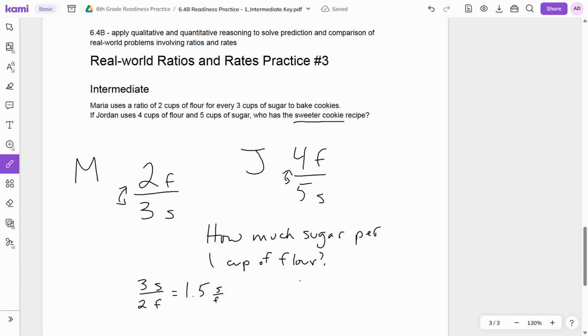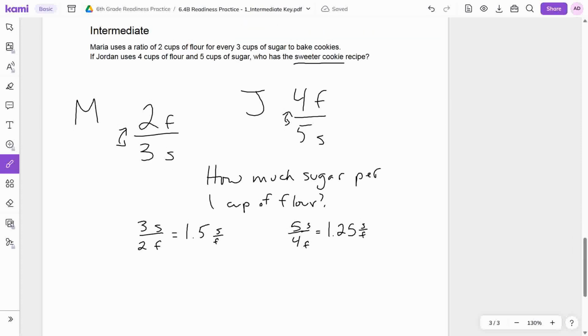And I'm going to do the same thing over here, 5/4. Ultimately, I'm going to have to just divide that to get into a decimal to compare, right? And that's going to be 1 1/4. That's 1.25 cups of sugar per flour, right? I just turned my 5/4 into a decimal. So Maria actually has the sweeter cookie recipe because she's got 1.5 cups of sugar for every cup of flour, and Jordan only has 1.25 cups of sugar for every cup of flour. And so I'll say Maria has the sweeter recipe. That will be my answer.